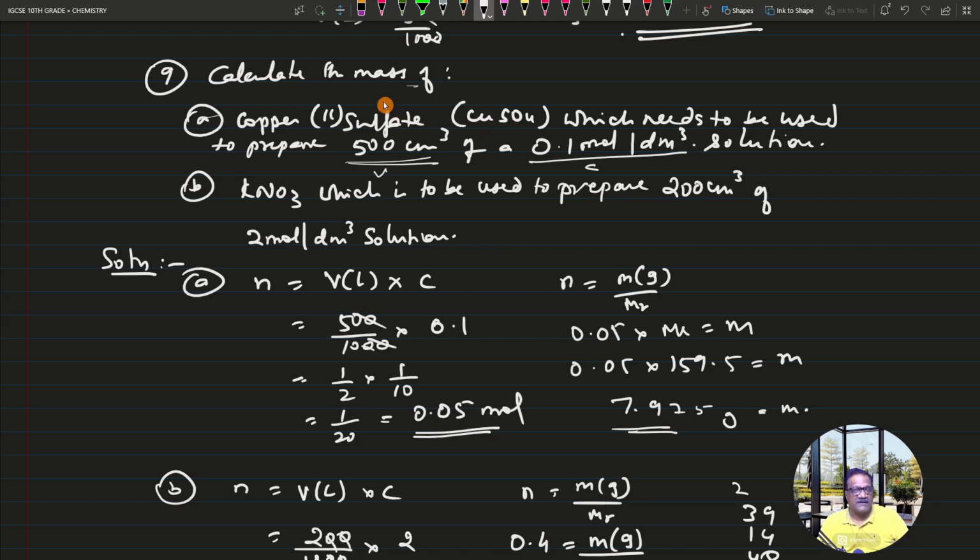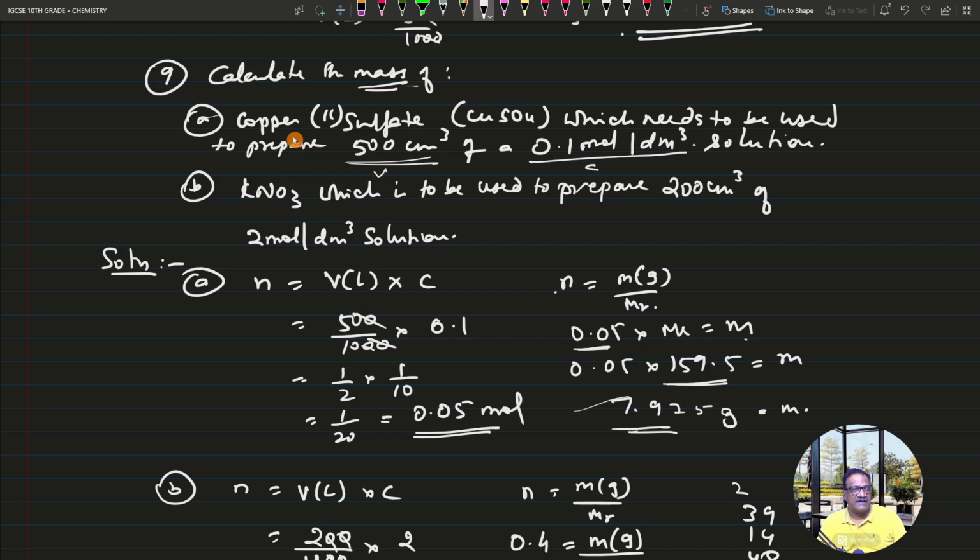Now from this n value, we want to find out mass. So n will be equal to mass upon Mr. So n is 0.05, and n into Mr will be equal to mass. Now Mr for copper sulfate is 159.5. If you add up the Ar values of copper, sulfur and oxygen, you will get 159.5. So mass will be equal to 0.05 into 159.5, which works out to 7.925 grams. So this is the mass of copper sulfate. That was the A part of the question.